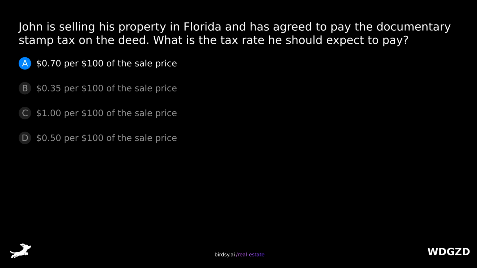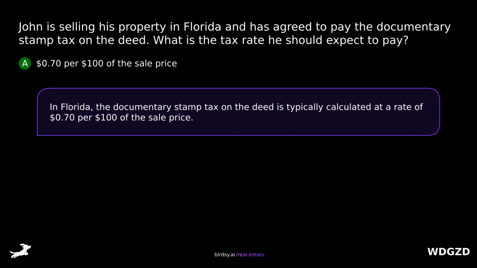Is it A, 70 cents per $100 of the sale price, B, 35 cents per $100 of the sale price, C, $1 per $100 of the sale price, or D, 50 cents per $100 of the sale price? The answer is A, 70 cents per $100 of the sale price. In Florida, the documentary stamp tax on the deed is typically calculated at a rate of 70 cents per $100 of the sale price.